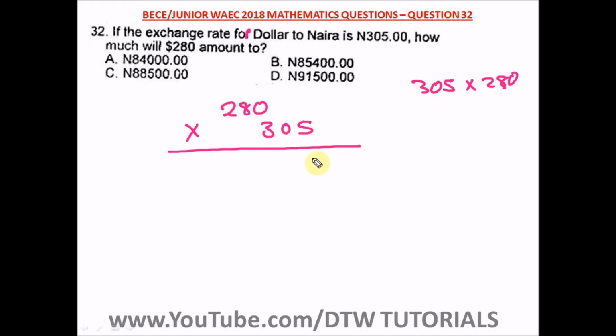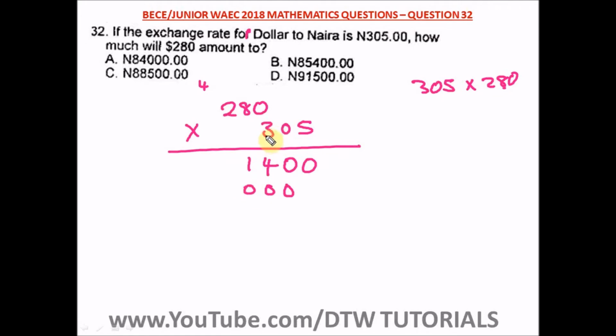What is 5 times 0? We have 0. And what is 5 times 8? 5 times 8 is 40. So you put down your 0, you carry your 4. And what is 5 times 2? That is 10. And 10 plus 4 is what? 14. Okay, here we have 0 times 0 is what? 0. 0 times 8 will give us 0. 0 times 2 will give us what? 0.